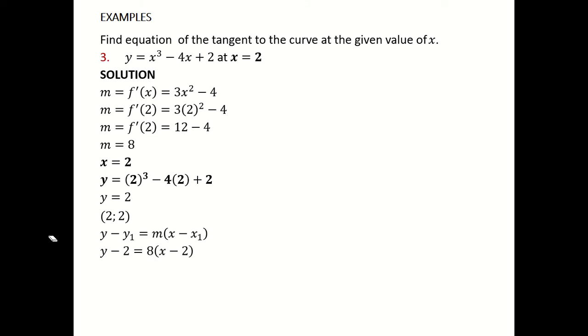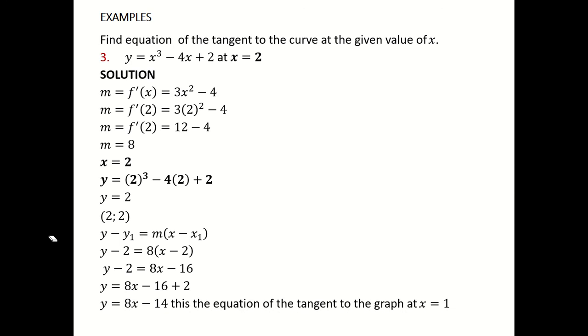Multiply out, that's what you will get when you break the brackets. 8 times x will be 8x. 8 times minus 2 will be minus 16. Make y the subject of the formula by transposing that negative 2 to the right hand side. It will be positive. So on the right hand side, you will have 8x minus 16 plus 2. Minus 16 plus 2 will give you minus 14. And this is the equation of the tangent to the graph at x is equals to 1.